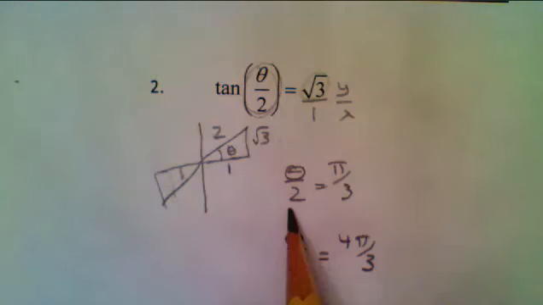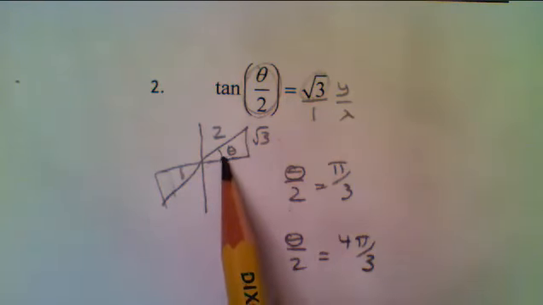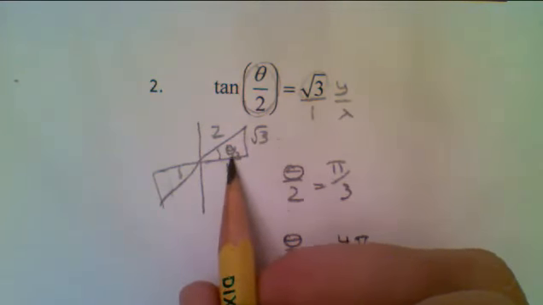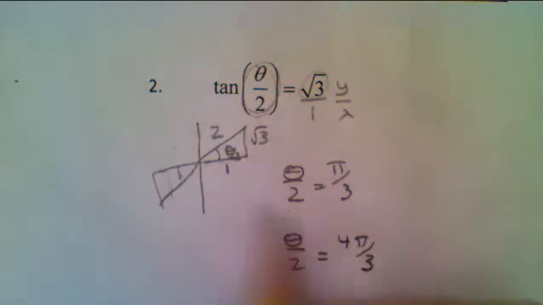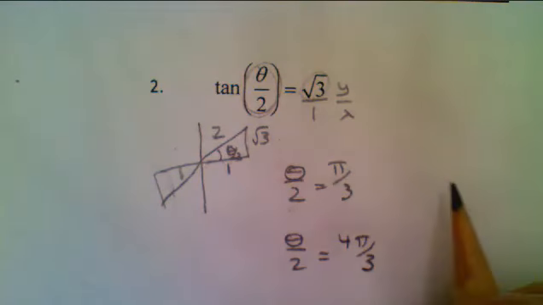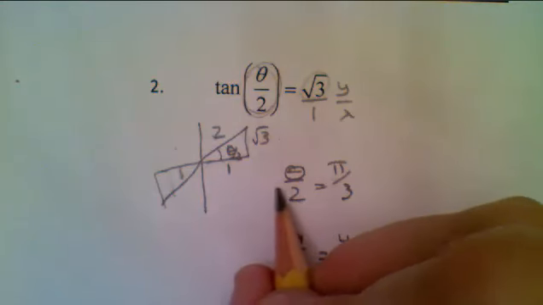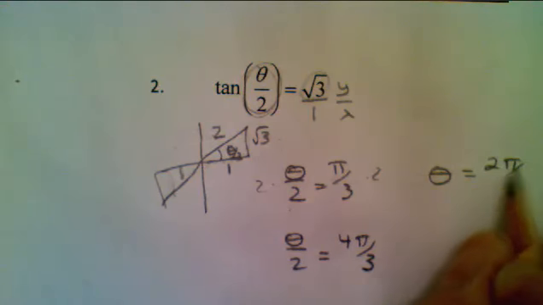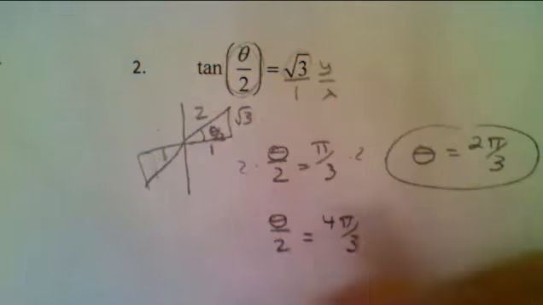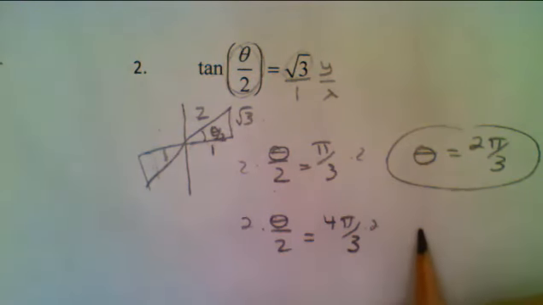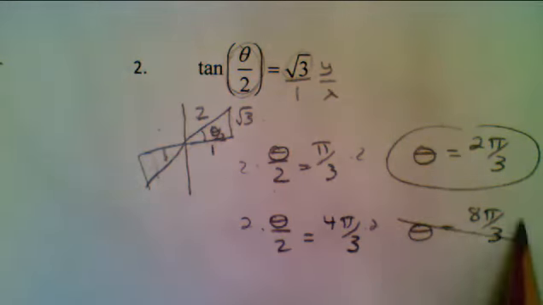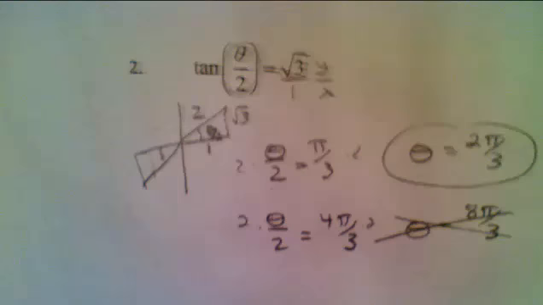Now, because this is theta divided by 2, to solve for theta, we're going to double it. I don't have to worry about putting the plus 2 pi k. So to solve for theta, I just need to multiply both sides by 2. So I'm going to get theta equals 2 pi over 3. That's in my range of answers. This one, if I multiply by 2, I get theta equals 8 pi over 3. But 8 pi over 3 is too big, because that's more than 2 pi. So I have to cross that one off. So the only one I have is 2 pi over 3.